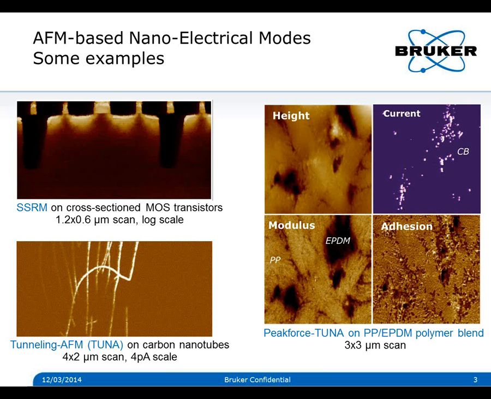One of the nice things about this particular mode is that we can extract mechanical properties at the same time. In this particular case, the modulus and adhesion are shown, and the modulus map, for example, shows the EPDM rubber, which is a lot softer, darker in this image than the polypropylene matrix that it's in. So we can nicely correlate electrical and mechanical information, something that is more and more of interest, not only on polymers, but on a variety of materials.